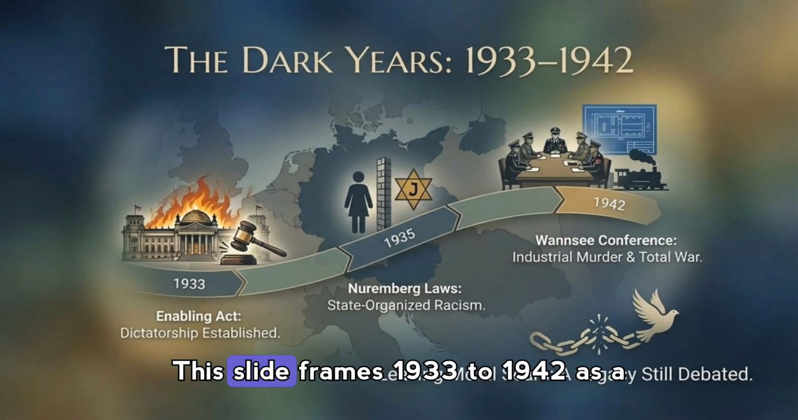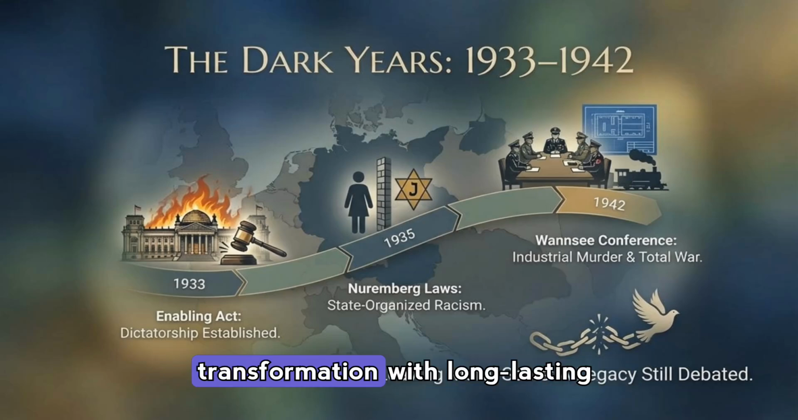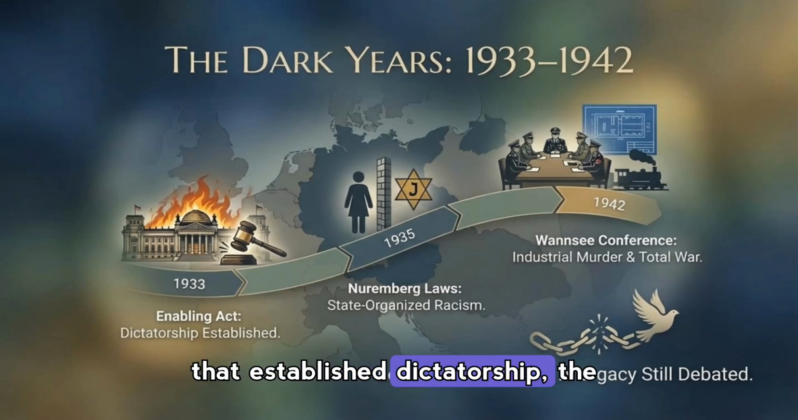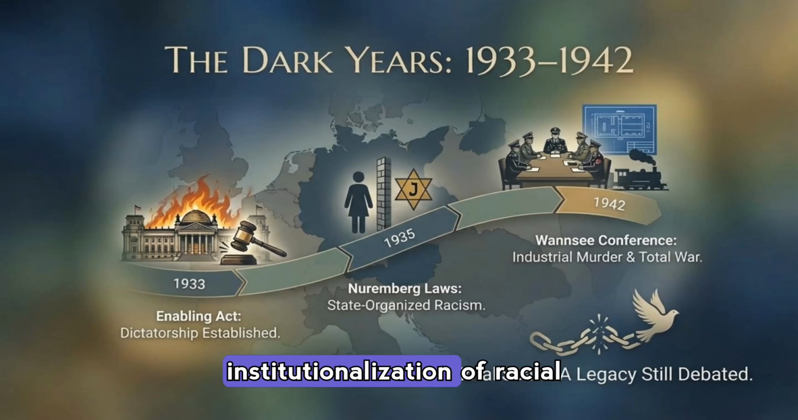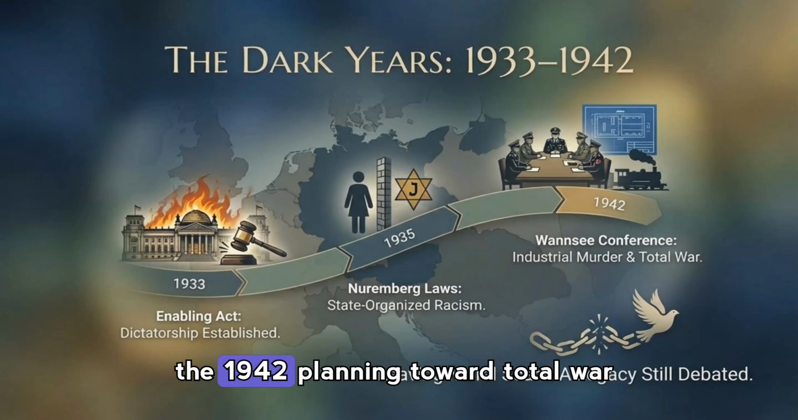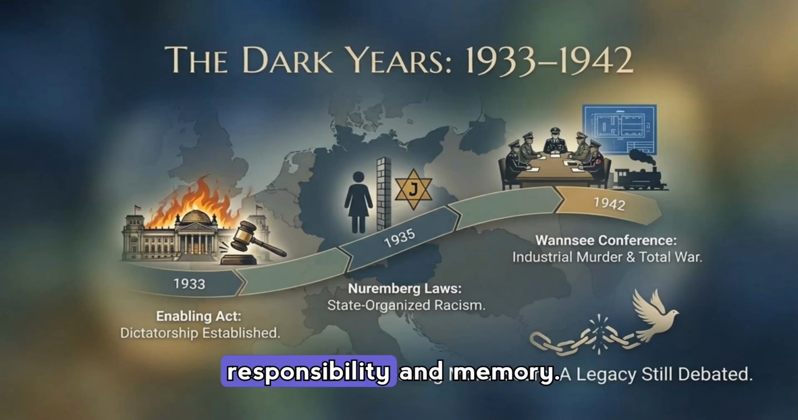1930s. This slide frames 1933 to 1942 as a period of rapid, state-driven transformation with long-lasting moral consequences. Images and timeline mark the passage of laws that established dictatorship, the institutionalization of racial persecution in the mid-1930s, and the 1942 planning toward total war and mass extermination. These events left deep scars that continue to shape debates about responsibility and memory.